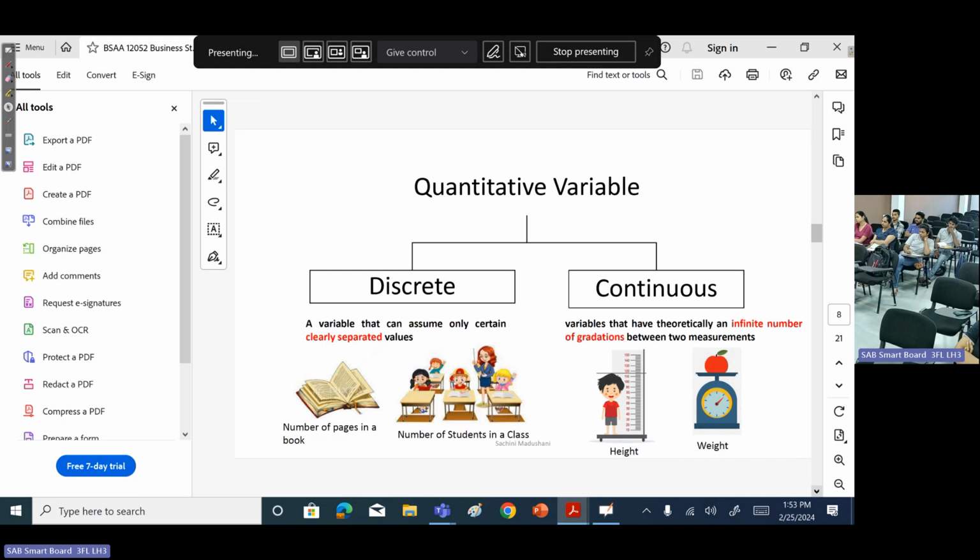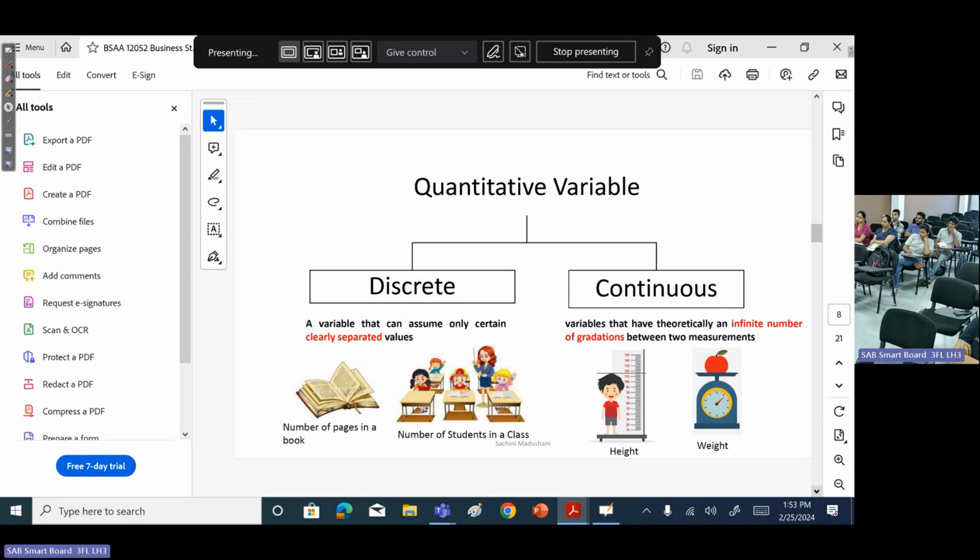We call it what? A discrete variable. Understood? There are no decimal places. Number of children in a family, number of students in a class, number of people in a country or city, number of vehicles in a car park. These are examples of discrete variables. It always expresses clearly separated values.